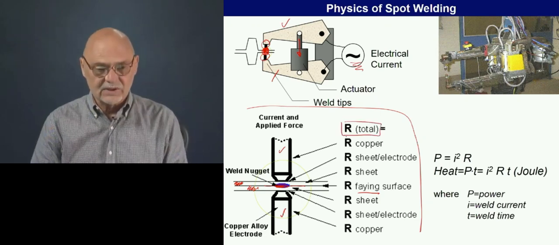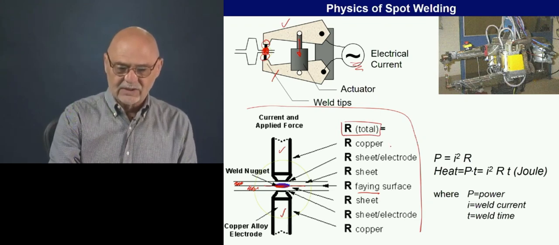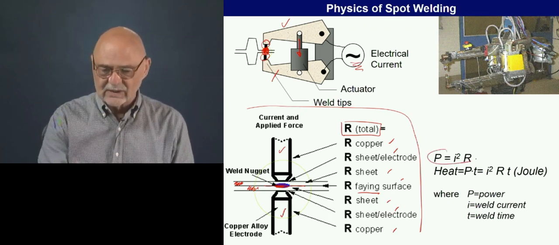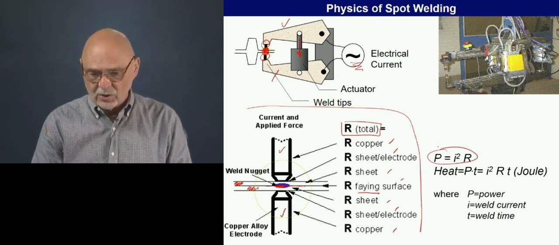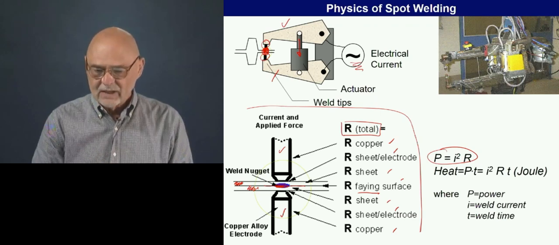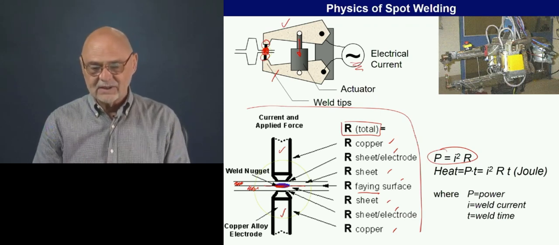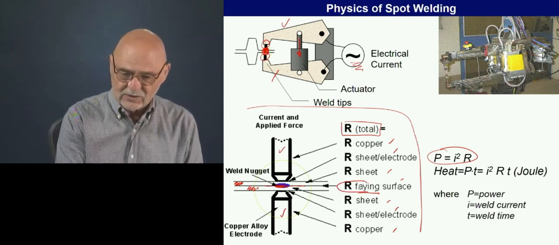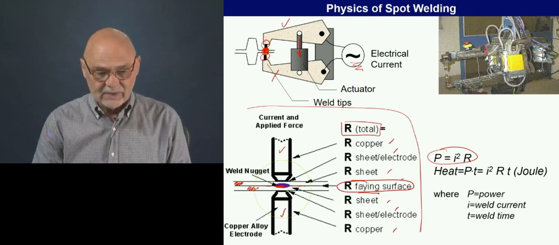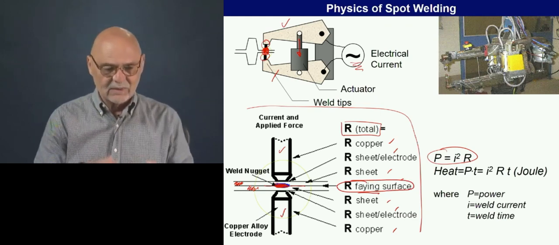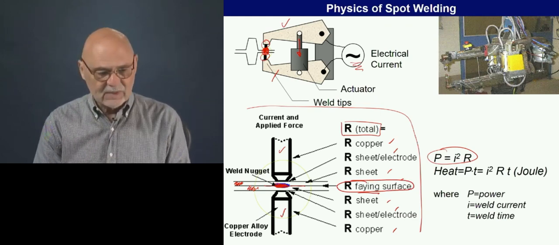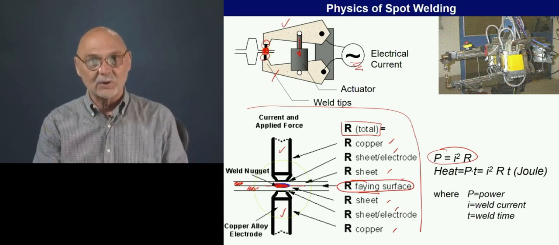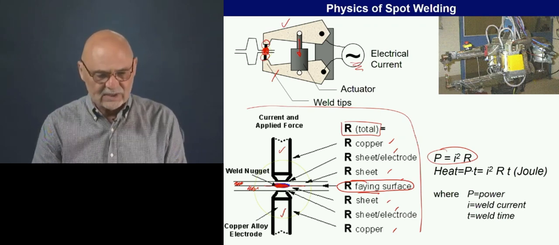We're looking at the electrical resistance as the sum of all these elements. And the power, which is really the heat, is proportional to the current squared times the resistance. So we want to make sure that the maximum power is being dissipated right at the faying surface. So we want that to be the resistance where the most power is. So this is basically how the process works. For structural purposes, we're not going to get too involved with this.